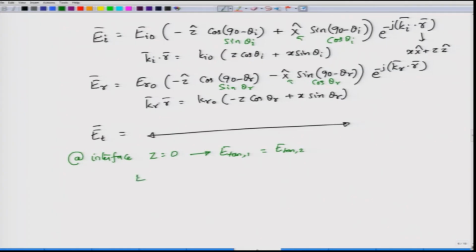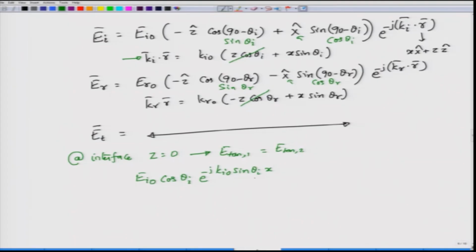what we obtain is an equation which says: EI0 cos theta I from the incident expression, times e to the power minus j k I 0 sin theta I times x. Remember, in this expression k I dot r, I am going to put z equal to 0, which causes this term to go to 0. Similarly, in k r dot r, this term will go to 0. So, I am only left with these terms with theta I and theta r with respect to x.